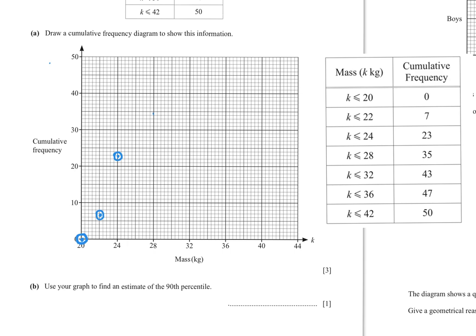Twenty-eight, thirty-five. 32, 43. 36, 47. 42, 50, 42 and 50. Now join them with a small square.